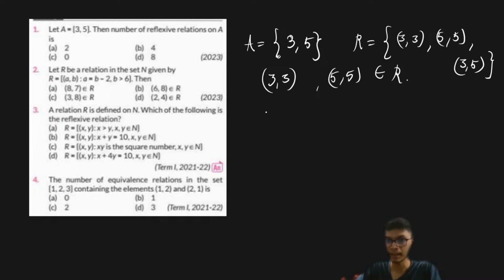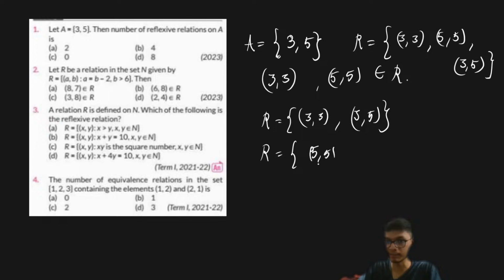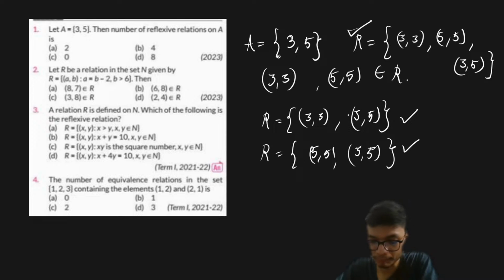So a relation can be like this: 3 comma 3 and 3 comma 5 on A. Similarly, I can also have 5 comma 5 and 3 comma 5 contained in the relation. So these two relations are all reflexive relations, right? And similarly, this particular relation is also going to be a reflexive relation. Is it clear or not? Please correct me if I'm wrong.